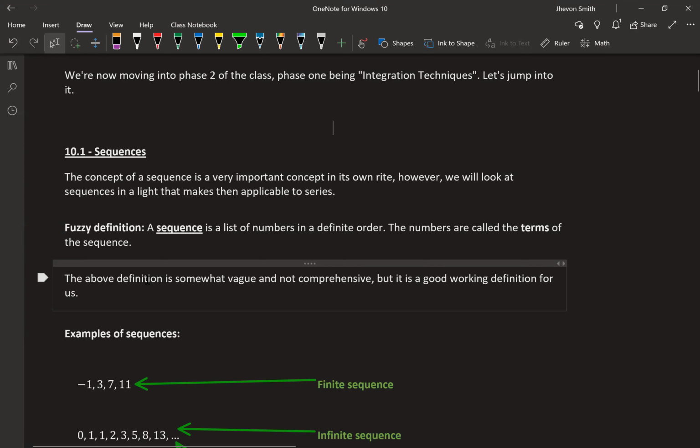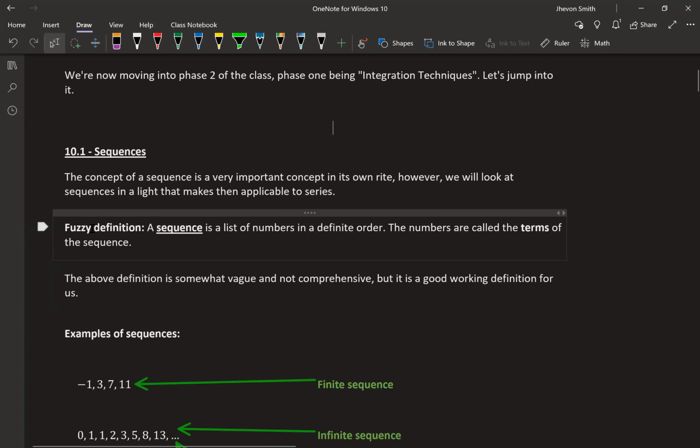So what is a sequence? There are some rigorous definitions, but a fuzzy definition will do. A sequence is just a list of numbers in a definite order, right? The numbers in this list are called the terms of the sequence, okay? So a sequence, probably should have underlined that. The terms of the sequence, right? Now, this is not the best definition, and it's not even the most comprehensive, but for our purposes, that definition is going to be good enough.